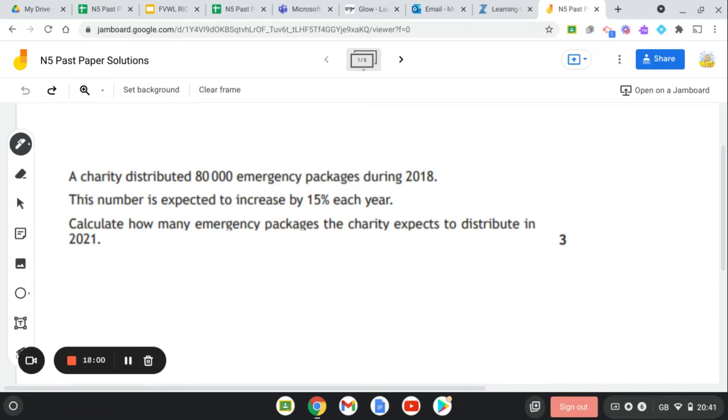What we have to understand is that your new percentage value is going to be 115%, because it's increasing by 15% each year. They tell you that the initial value is 80,000 in 2018. The question is asking how many by 2021. So you need to work out how many years: 19, 20, 21. You've got 3 years, so your power is 3. And then you're timesing by the initial value, which is 80,000.